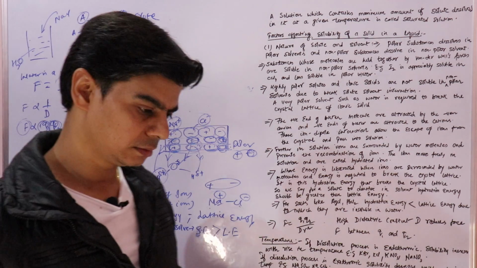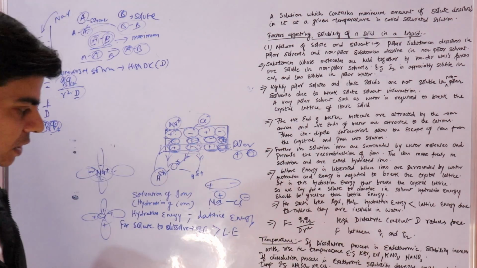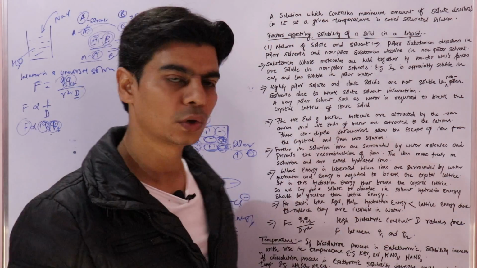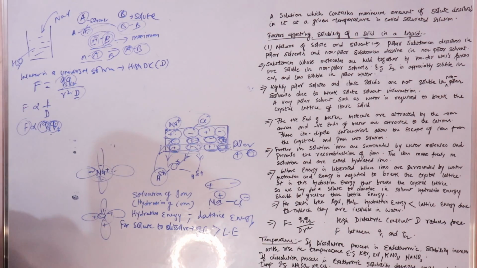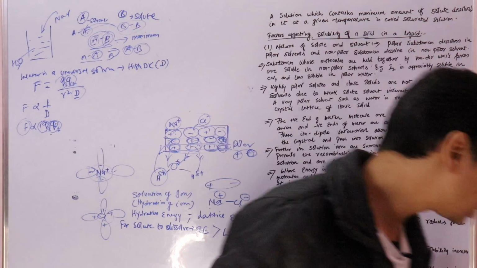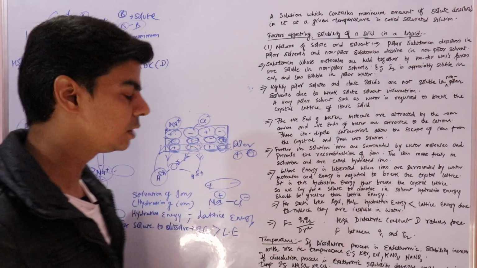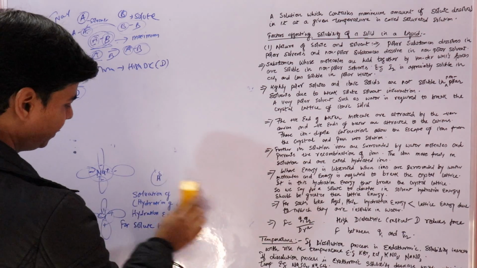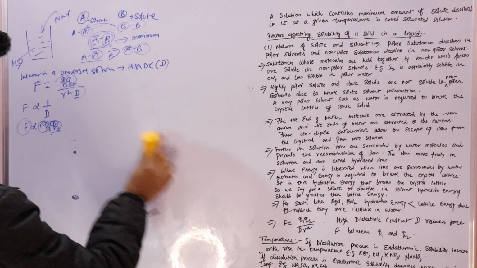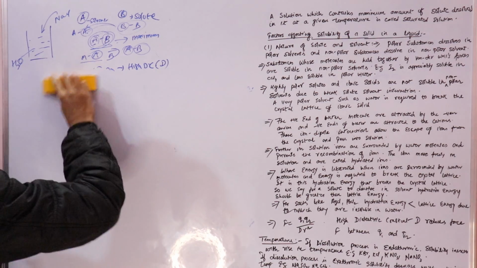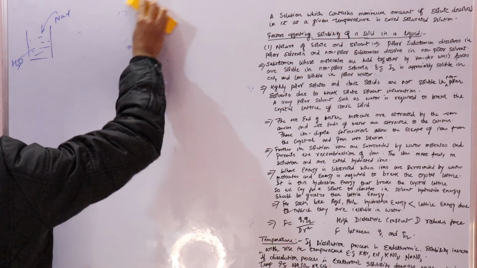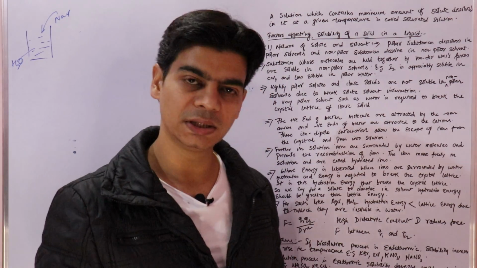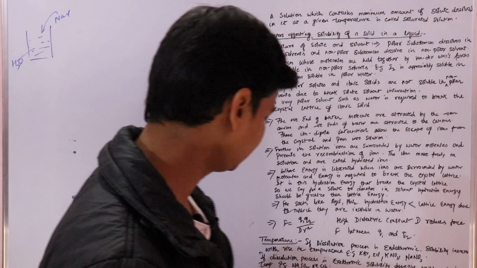Now the second thing that we have to discuss is the temperature. The factors that affect the solubility, nature of solute and solvent, we have understood. Now the second factor is your temperature. There are some solutes for which solubility increases with increase in temperature, right? And there are other solutes for which solubility decreases with increase in temperature, right? So now let's understand this.